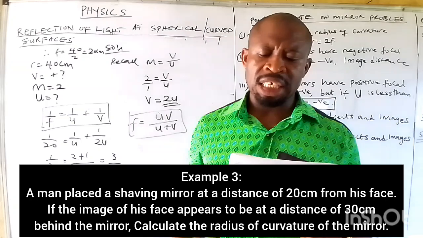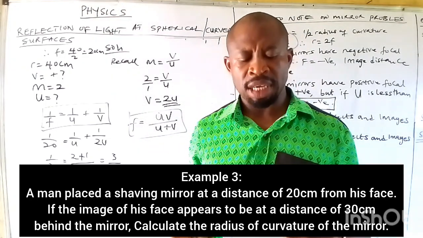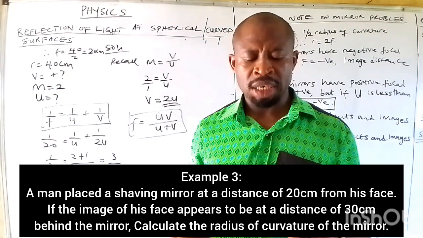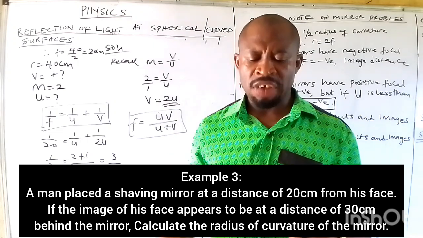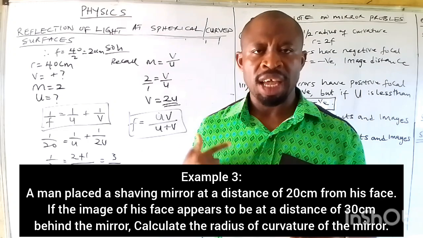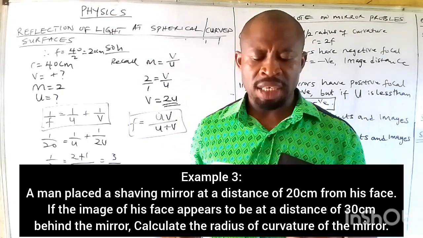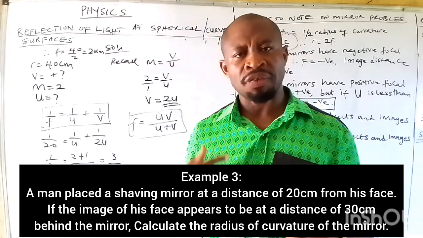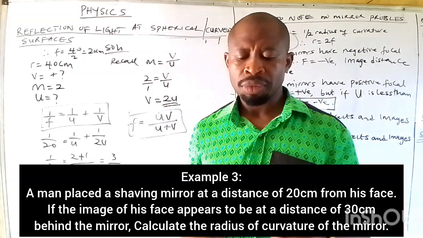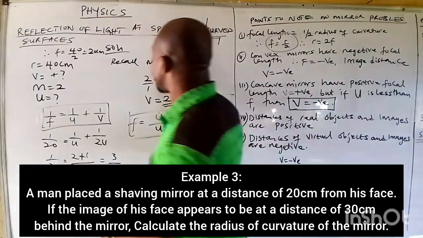A man placed a shaving mirror at a distance of 20 centimeters from his face. I repeat, a man placed a shaving mirror at a distance of 20 centimeters from his face. If the image of his face appears to be at a distance of 30 cm behind the mirror, calculate the radius of curvature of the mirror.